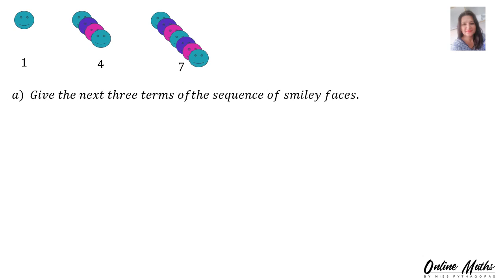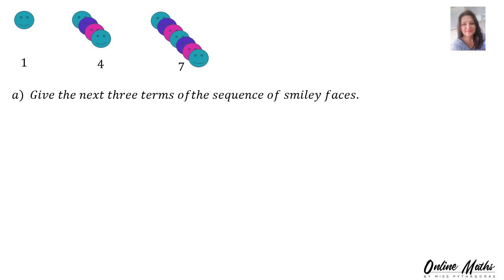Now let's look at some examples on linear sequences. Now here I give you a little sequence with smiley faces. In the first term there's 1 smiley face. The second term there's 4. The third term there's 7. Now what's the question? Give the next 3 terms of the sequence of smiley faces.